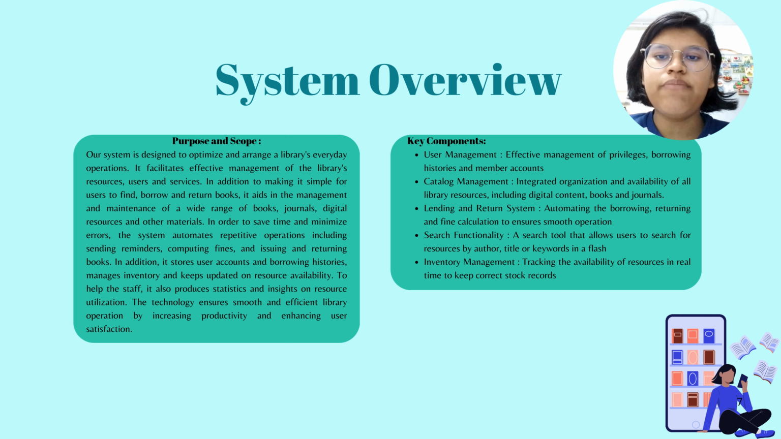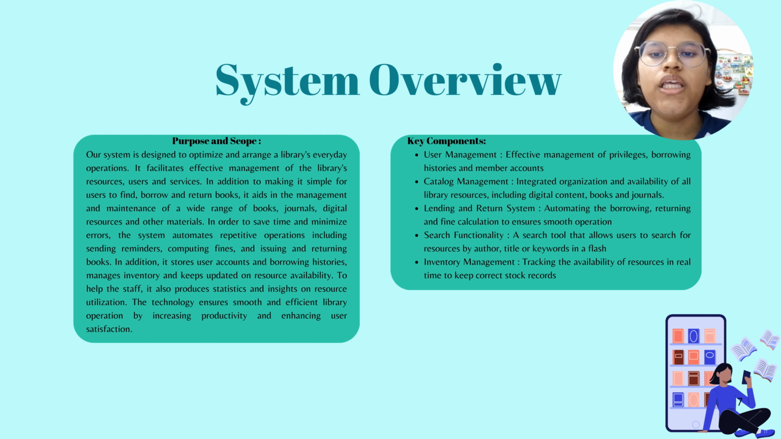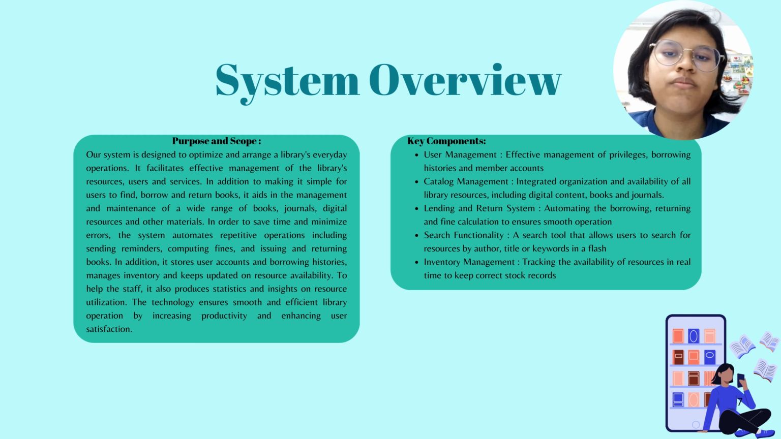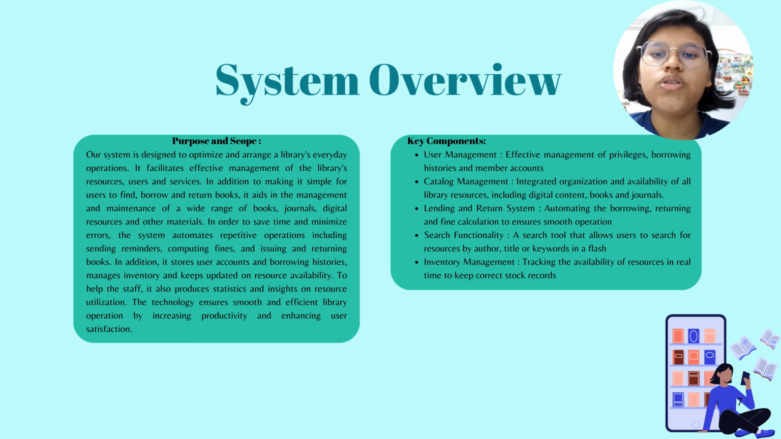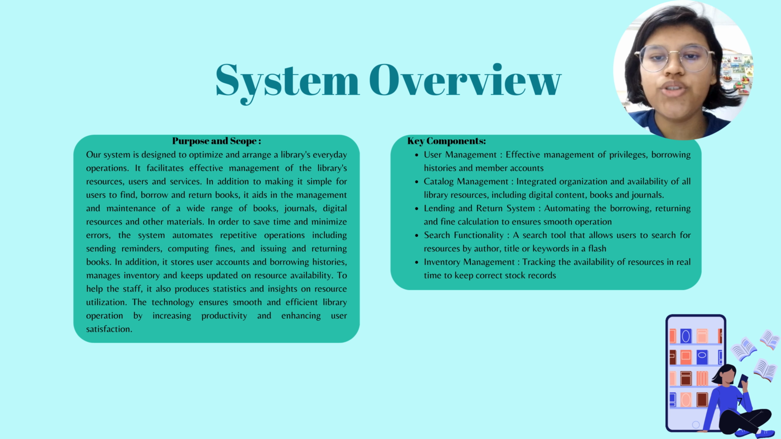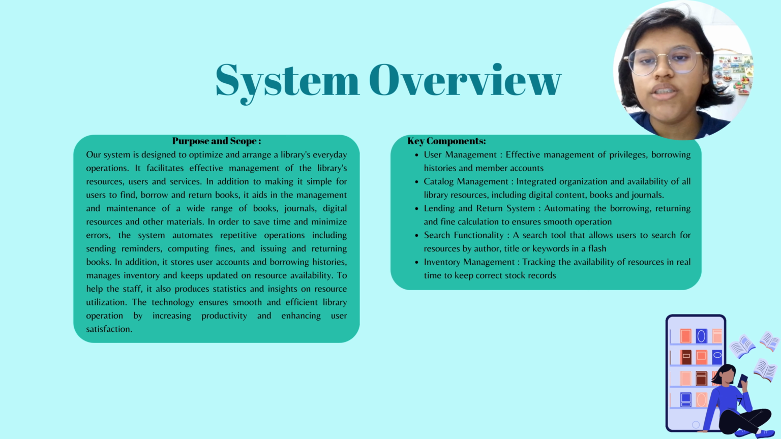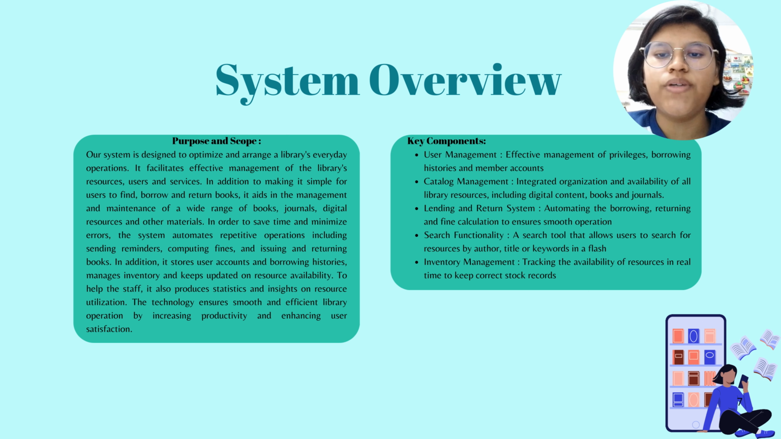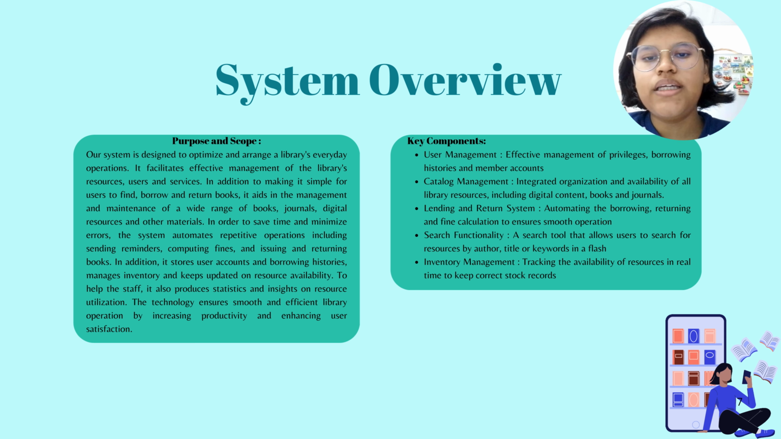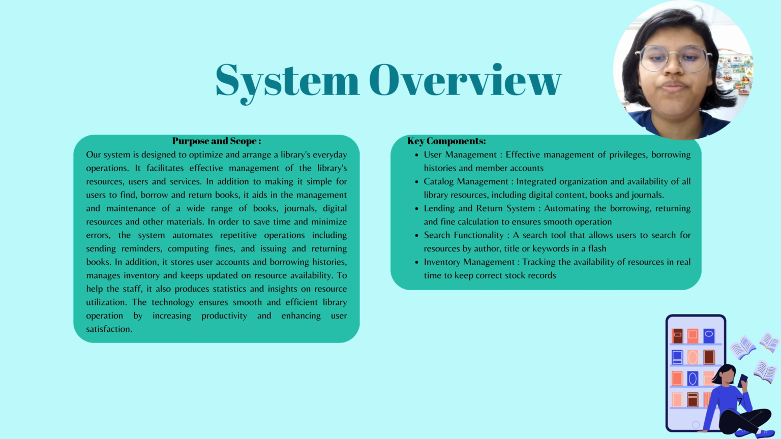In order to save time and minimize errors, the system automates repetitive operations, including sending reminders, computing fines, and issuing and returning books. In addition, it stores user accounts and borrowing histories, manages inventory, and keeps updated on resource availability. To help the staff, it also produces statistics and insights on resource utilization. The technology ensures smooth and efficient library operation by increasing productivity and enhancing user satisfaction.